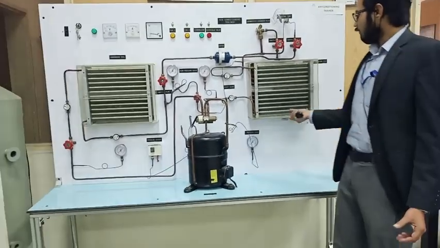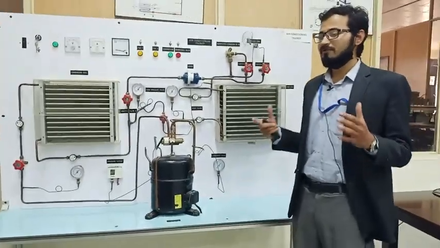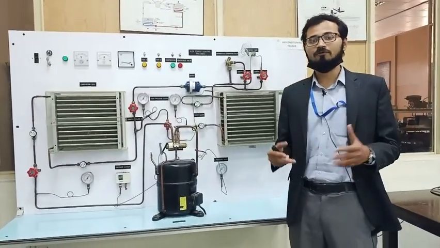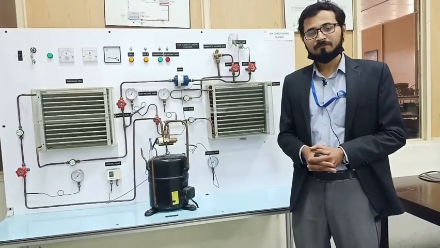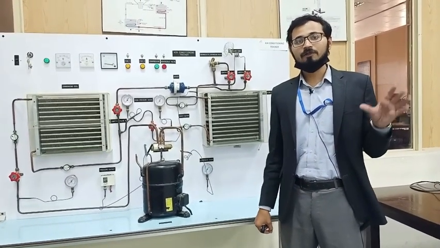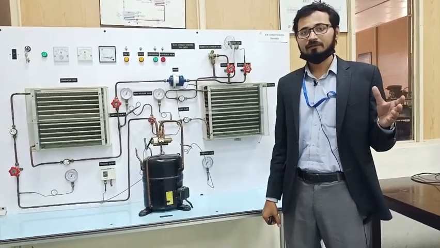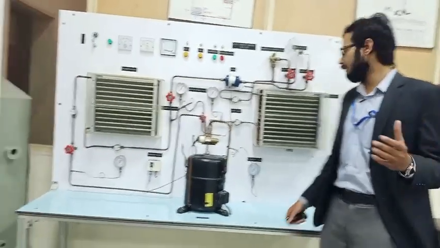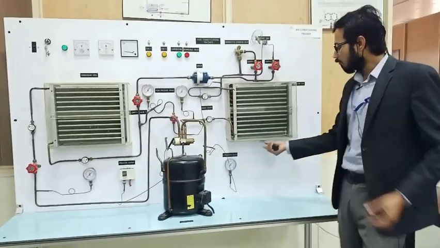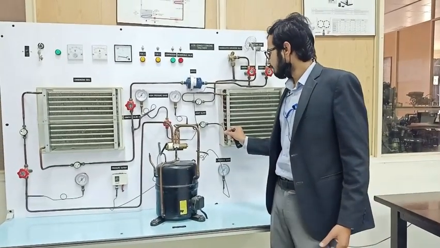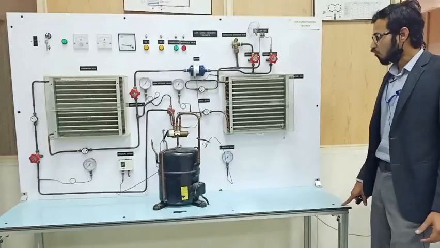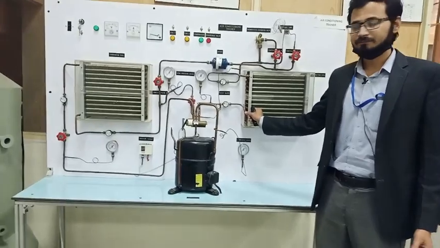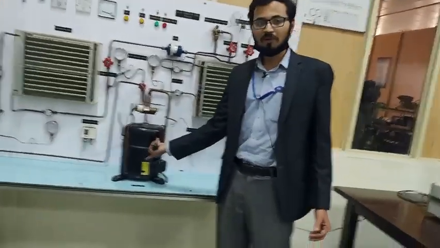What is the main purpose of refrigeration? The main purpose of air conditioning is to absorb heat from the inside of the room, and the absorbed heat of the room will be extracted to the outdoor environment from the condenser. Okay, so first of all, output of the evaporator will be low pressure, low temperature vapor refrigerant. It will come to the compressor section.